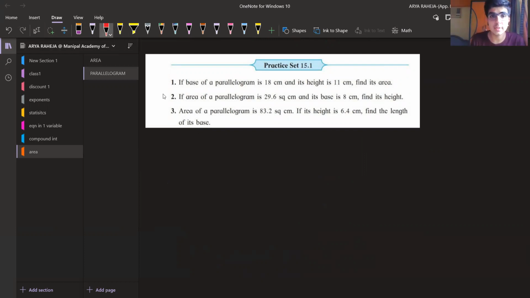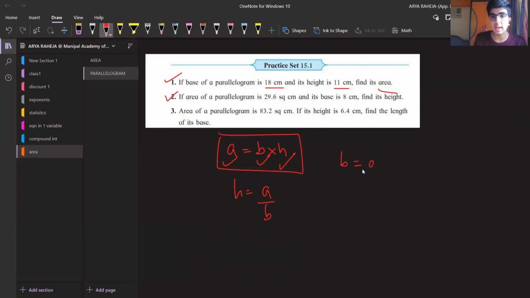First question: if the base of a parallelogram is 18, height is 11, find the area. So area will be base into height, simple. Second question: area is given, base is given, find the height. So height is equal to area upon base. That's also very simple. Third: again area is given, height is given, find the length of the base. Using this formula, base will be area upon height.